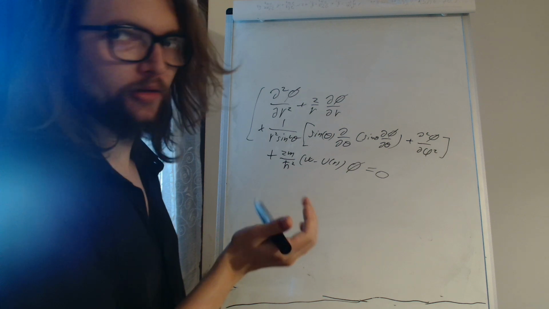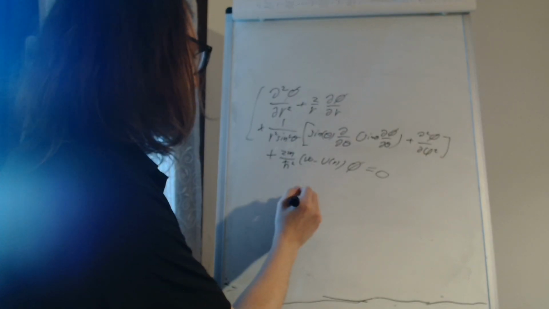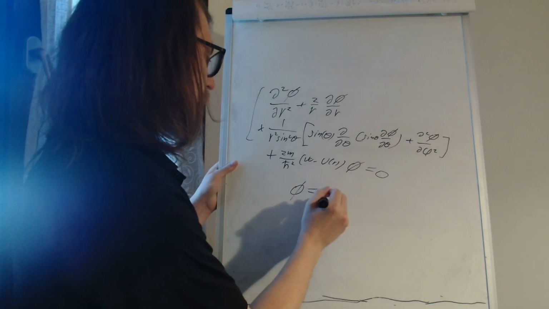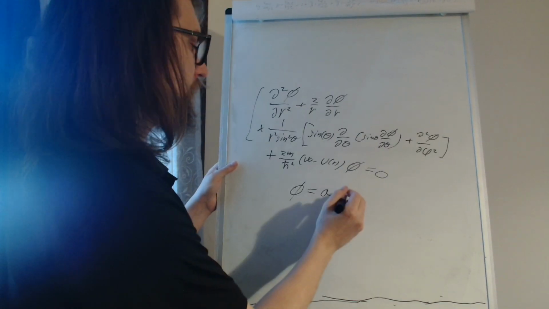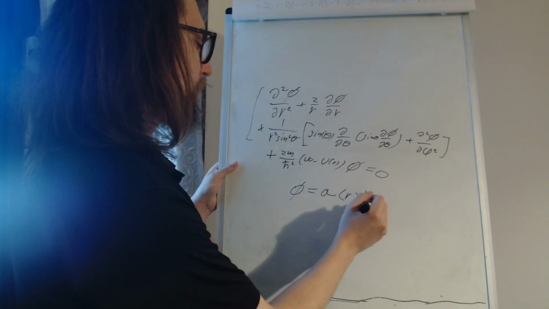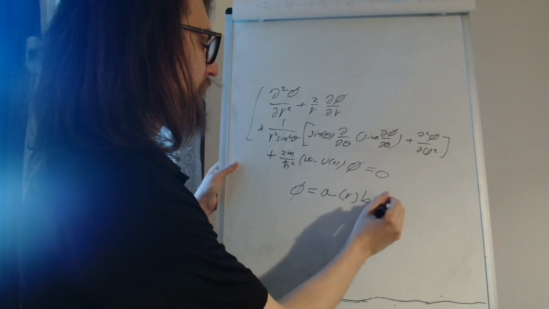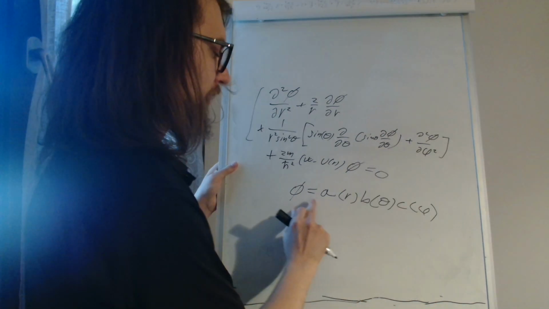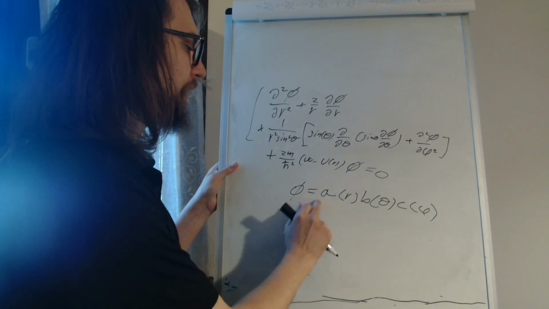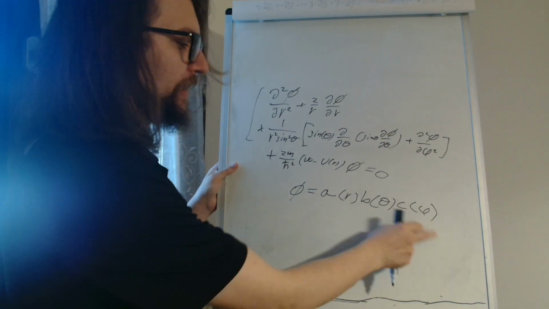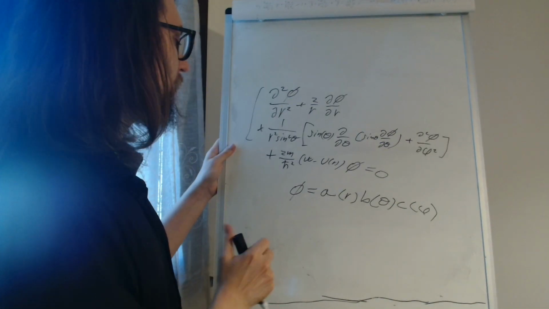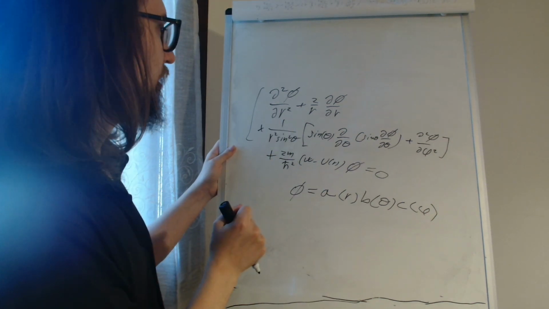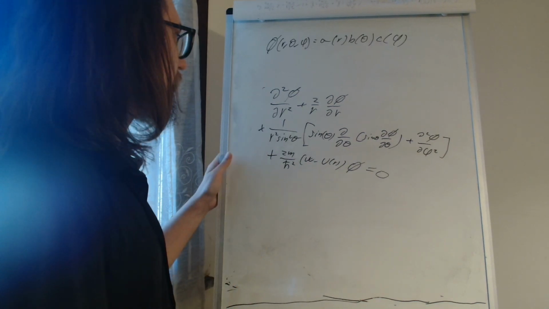To solve this equation, we are going to use an ansatz. We are going to assume that we can write phi as a product of a function a depending only on r, b depending only on theta, and c depending only on phi. So we are going to assume that we can factorize phi in 3 independent terms. Now we're going to plug this inside the equation, and let's see what we get.